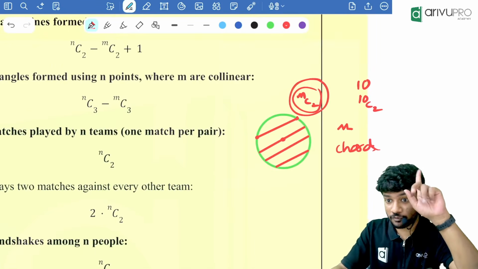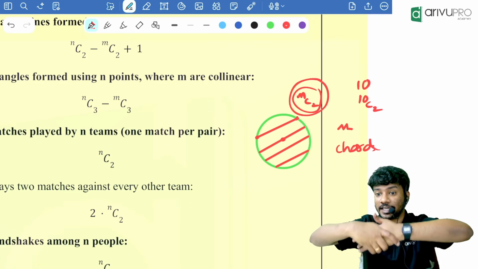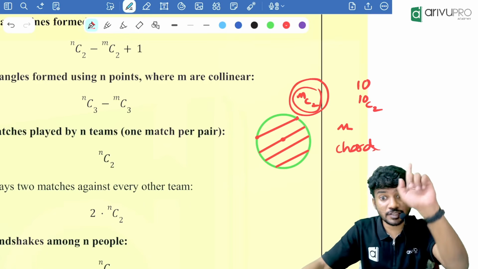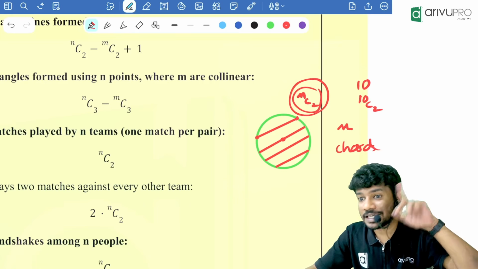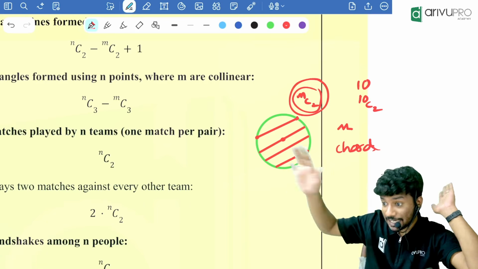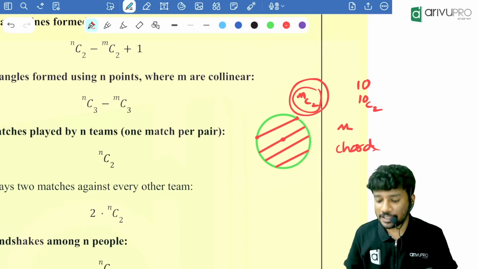What are the things, people? First thing: number of handshakes. How much is it? nC2. Number of matches played by n teams, one against each other. How many? nC2. Then the third one is: number of chords in a circle with n points. What is the answer? nC2.